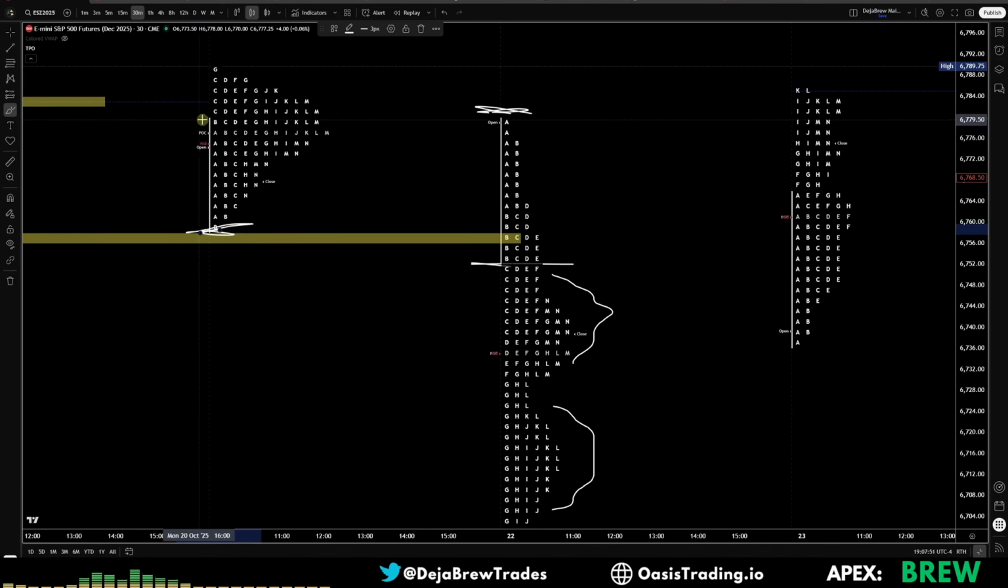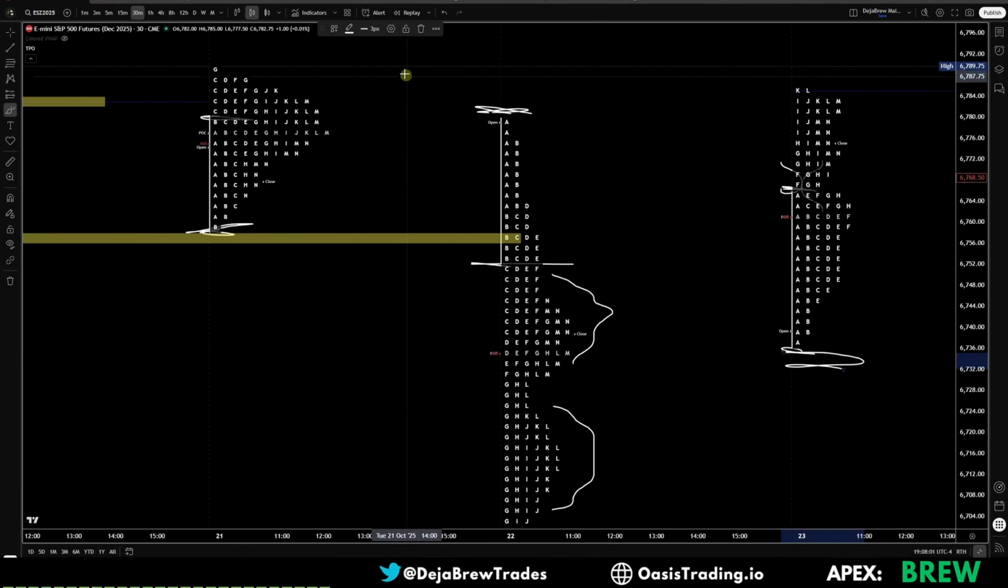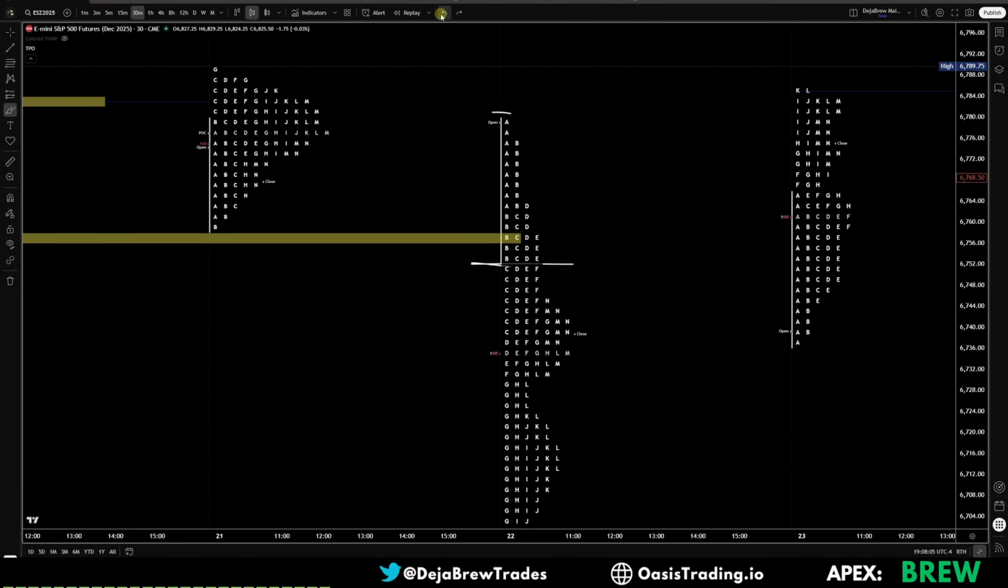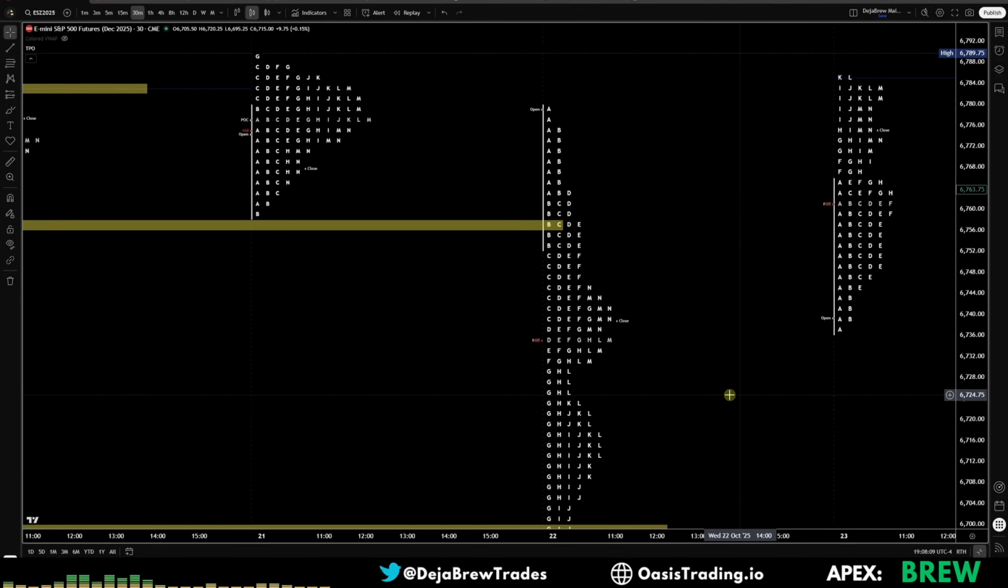Same thing here. The high was taken out. The low was not tested. Here's the low. Here's the high. The high was taken out. The low was not tested. This happens time and time again. When one side of the initial balance is taken out, the other side is unlikely to be taken out.